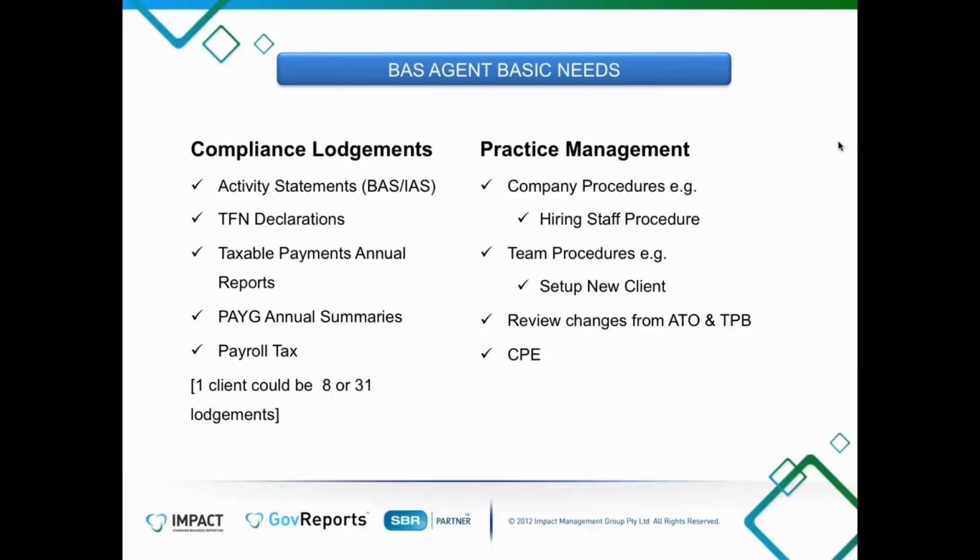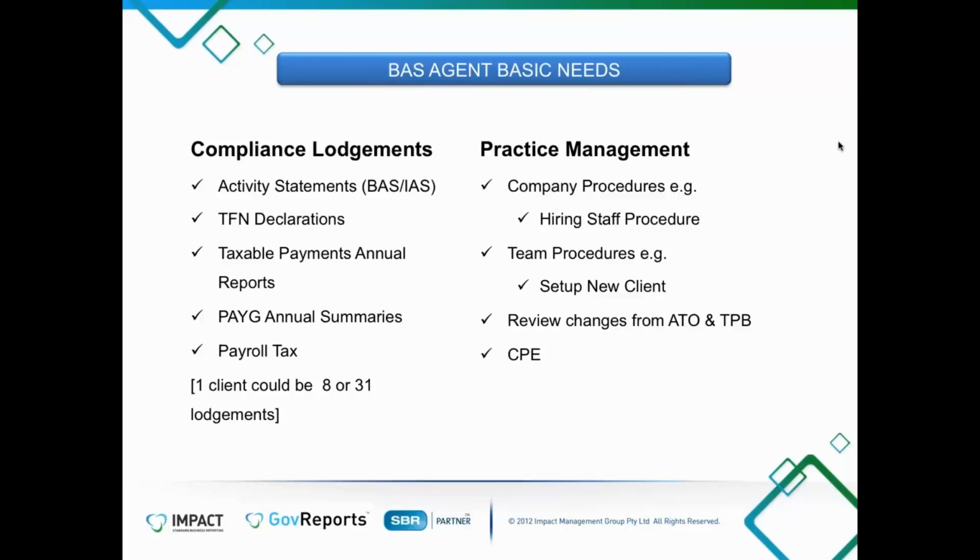So I thought about what are my needs, and I have assumed that if you're a BAS agent, and even a tax agent, it might be a little bit different if you're a tax agent, but if you're a BAS agent, you've probably got one section which is all compliance, and the other section is your practice, your checklist, what your procedures are going to be. And so I can use Office Manager for both of those areas. So for the compliance, you've got activity statements, TFN declarations, TPAR, PAYG annual summaries, and payroll tax. And again, if you are an ASIC agent, you can do that.